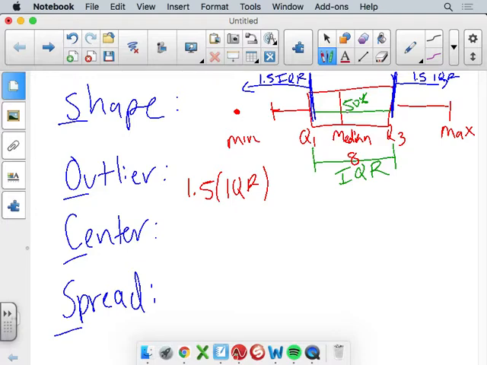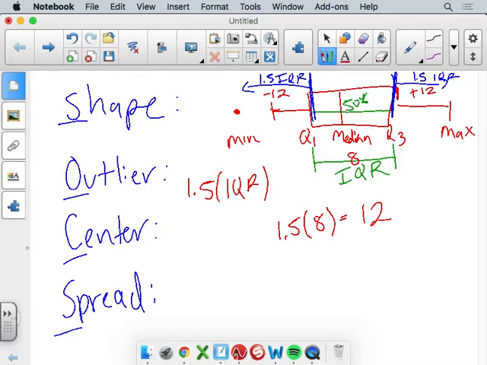So 8, let's see. If I was doing an IQR, 1.5 times 8 is 12, I think, hopefully. And then 12 is my most I can go away from these two values. So I go from the Q1 and I minus 12. I go from the Q3 and I plus 12.